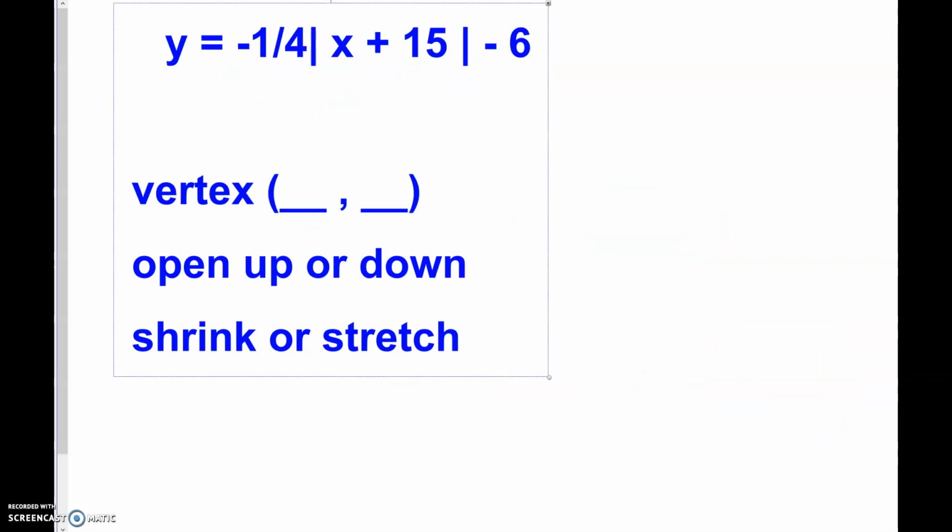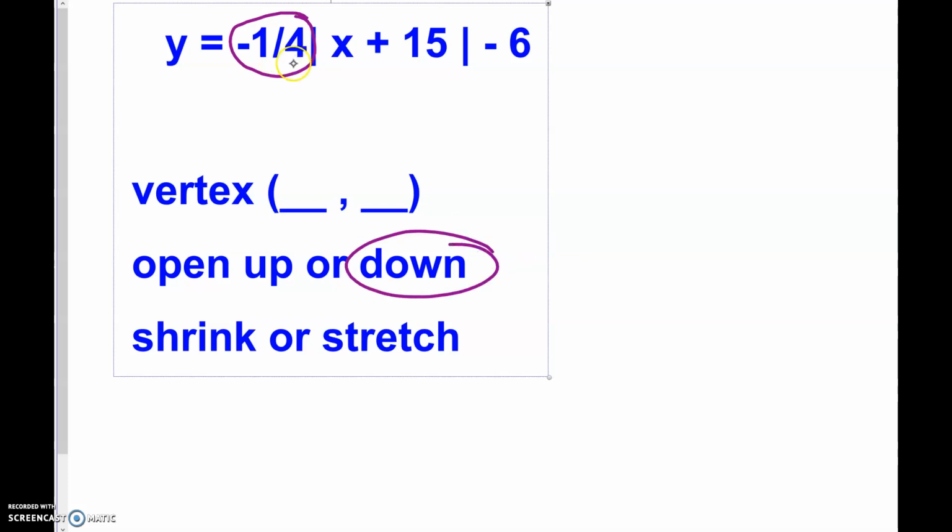All right, here we have an absolute value equation, and they want to know the vertex, and then if it opens up or down, and if it's a shrink or a stretch. Well, I'm going to do the open and down part first because that's what we were just doing here. So for the open and down part, I am looking at this number right here, and that is a negative value. And because it's negative, that means it's going to be going down.